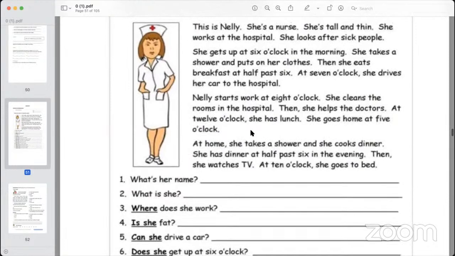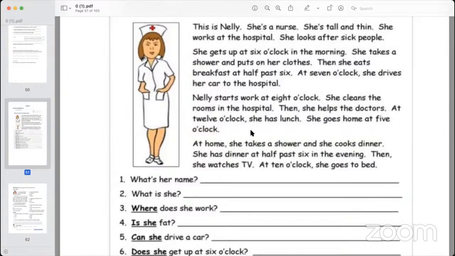So this comprehension, this text is about Nelly. She's the main character. She is a nurse. They have described her as tall and thin. She works at the hospital, and her job is to look after sick people. And then the next paragraph, she gets up at 6 o'clock in the morning. So every day for work, she needs to get up at 6 o'clock in the morning.